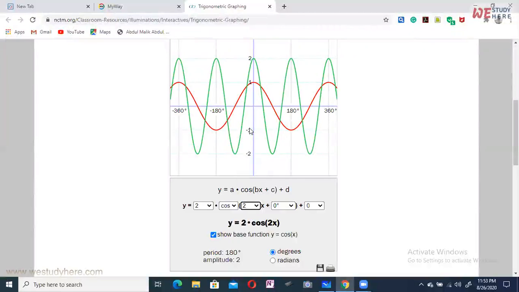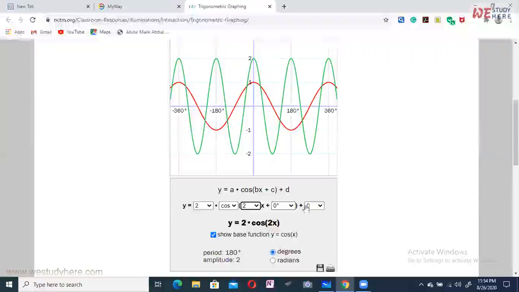Then 360 divided by 2, as here it is cos 2x. Cos x has period 360, divided by 2, 360 by 2 will be 180. Then the graph of cos will repeat itself after every 180 degrees. From 0 to 180 is the same graph, and then from 180 to 360 is again the same graph.